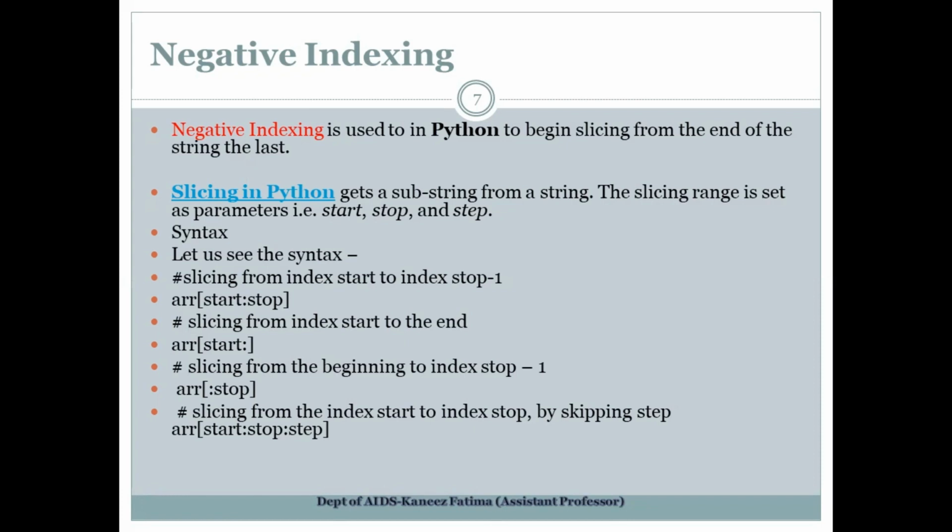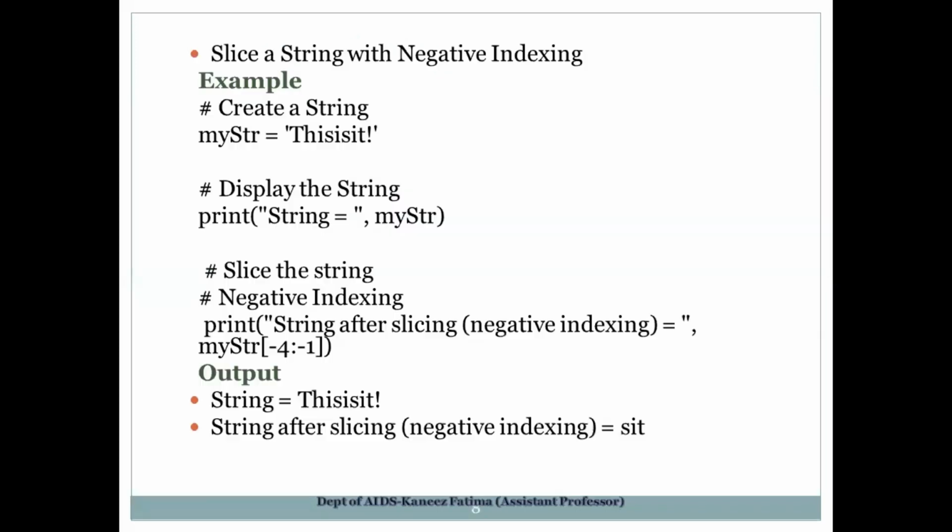Whereas another method for accessing characters is slicing, where the syntax is first: we give a slicing method, that is from where I want to cut, from where I want to start, where I want to stop, and how many steps I want to perform. So this is another simple method of accessing characters, that is negative indexing.